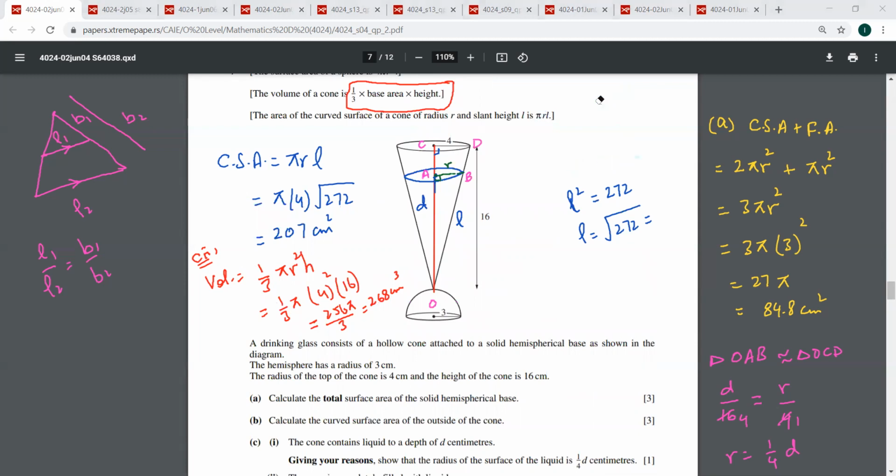134. Okay, this is 134. You better not use the rounded value. Now the volume is 134. Okay, this is what we have.